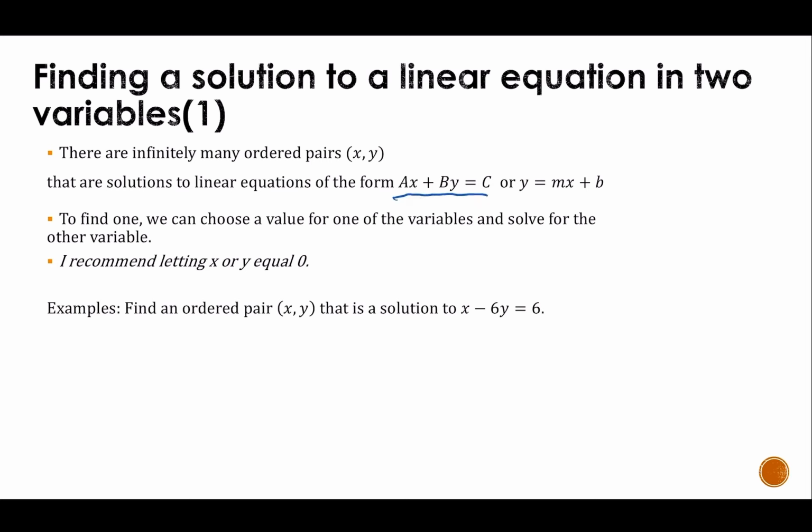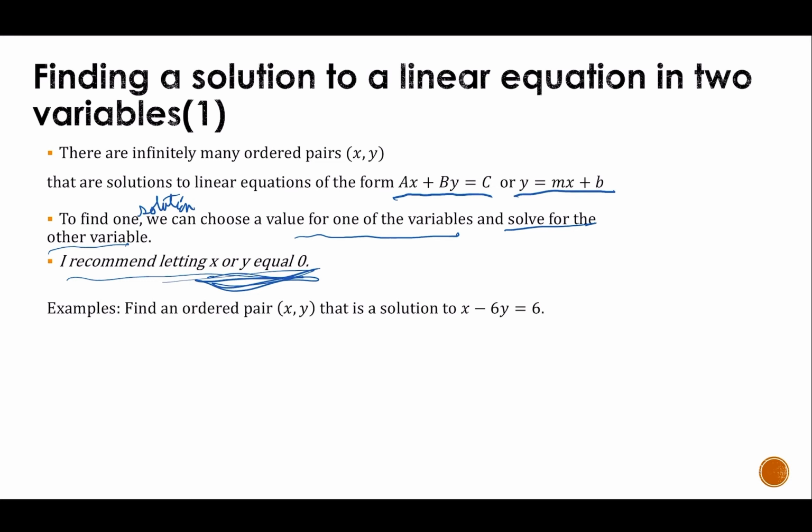And that linear equation can be given to us in two forms, standard form or slope-intercept form, which we'll be discussing later. To find one solution, just one solution, that's all I want, we just need to find one point on the line, and we can choose a value for one of the variables and solve for the other variable. I always recommend letting x or y equal 0, right? Because doing math with 0 is easy. Any number times 0 is 0. So that's what I would highly recommend and what I'm going to do for these three examples.